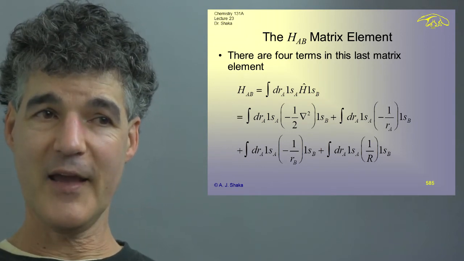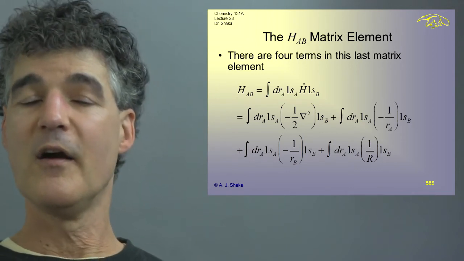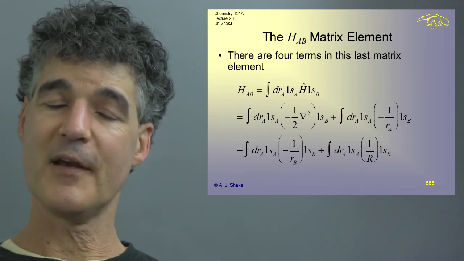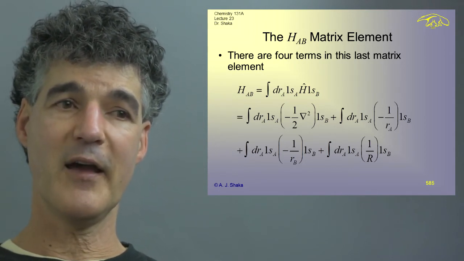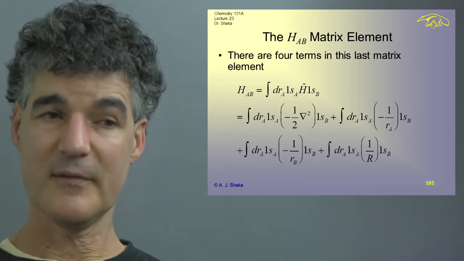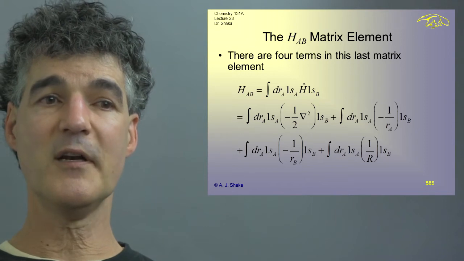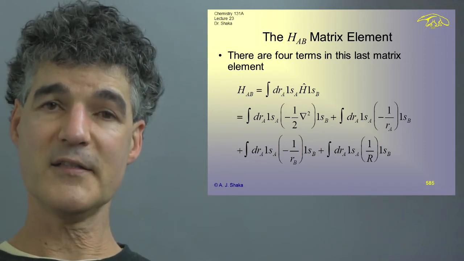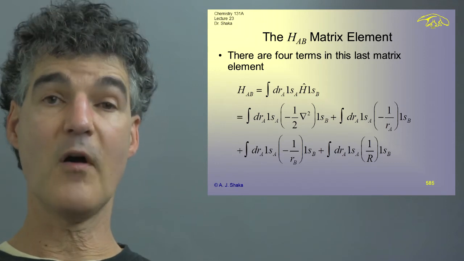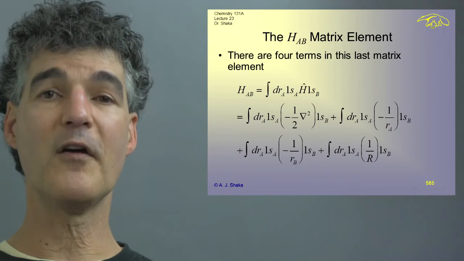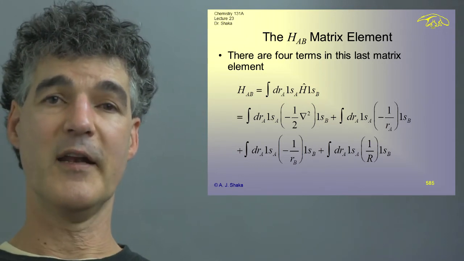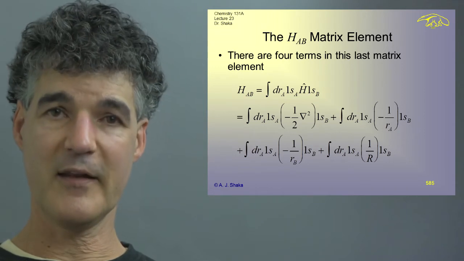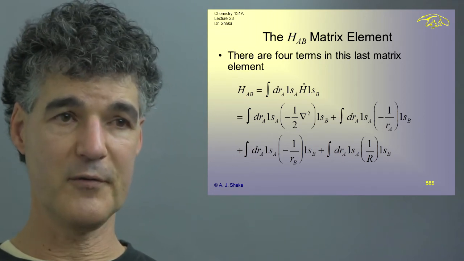We got 4 terms. HAB is the integral of dr, 1SA, Hamiltonian, 1SB. Well, we first have the kinetic energy, then we have the potential energy, minus 1 over RA, then we have the third term, which is minus 1 over RB, mixed SASB, and then we have the last one, which thank goodness is just 1 over R, which again is a constant, and therefore the fourth term is just 1 over R times the overlap integral, because that's the definition of S, and we've already calculated S, so we're done with that one anyway. So if we can get the other ones down to things where we've calculated something and then we end up with the overlap integral again, then we're done. And so that's a pretty good strategy to do if you know what the overlap integral is.